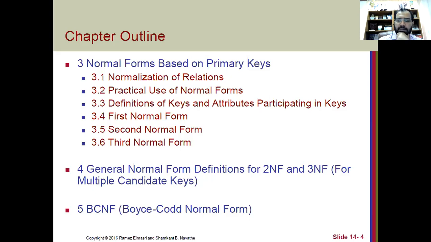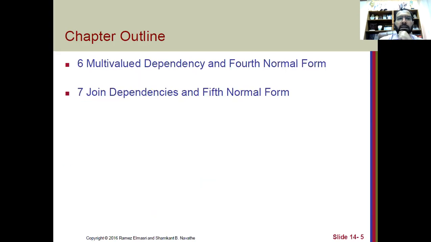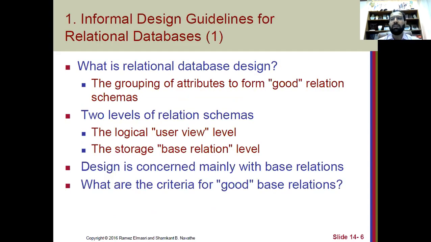So that is the outline of this chapter, along with the last two topics: the concept of fourth normal form, where we have multi-value dependency, and number 7, the last point, join dependencies, which we'll discuss in this chapter. So we'll start with the first topic.